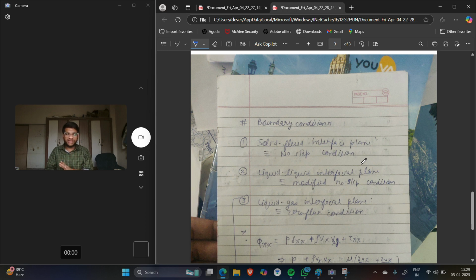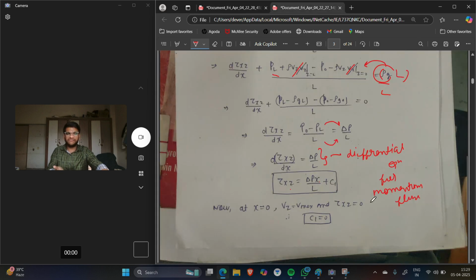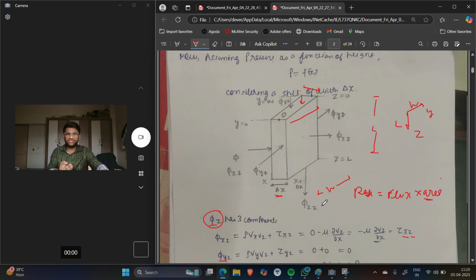And what does tau xz consist of? It consists of the velocity gradient. So our velocity gradient will be zero at the liquid-gas interfacial plane. These three are the boundary conditions which we will be using again and again in our problems. Now we will use our third boundary condition, at x equals 0. If you observe, here it is the liquid and gas interfacial plane, so the flux will be 0 here.